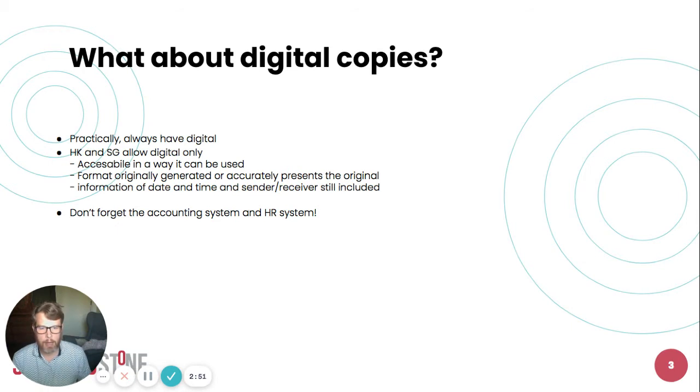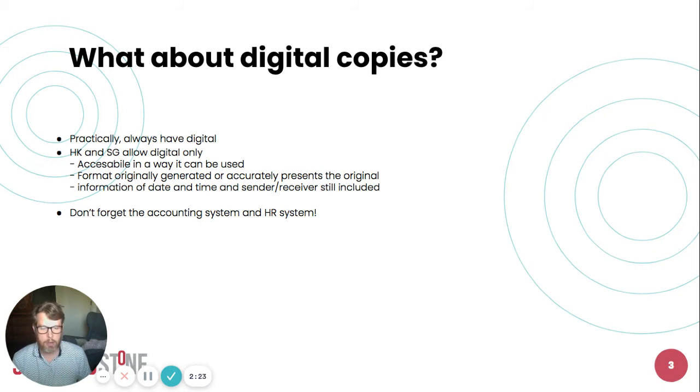It needs to be in a format that was originally generated or accurately presents the original. So, for example, that's a scan of a receipt. That wouldn't be a CSV file that recorded the data that was on that receipt, because that's not how it was originally generated or accurately presenting it. And you should be keeping information of date or time and sender and receivers. So that would be the date on the invoice that you got and the header, etc.